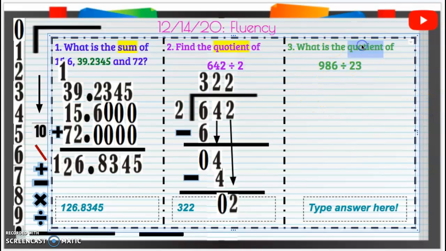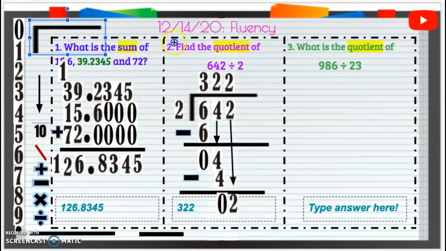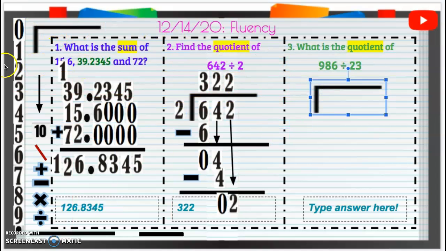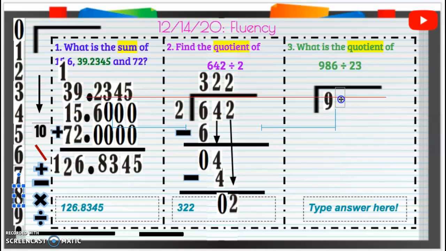All right, let's take a look at this next one. What is the quotient? Again, we're going to do the quotient of 986 divided by 23. So let's do this over here. 986 divided by 23. And 23 is going to be our divisor on the outside. 986 is our dividend on the inside of the house. All right, so 23 cannot go into 9. How about can 23 go into 98?